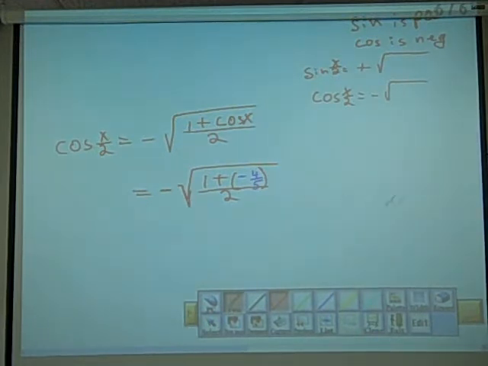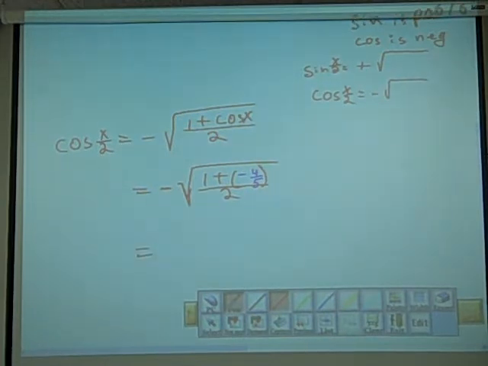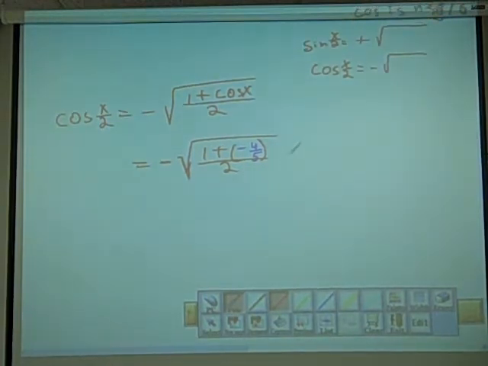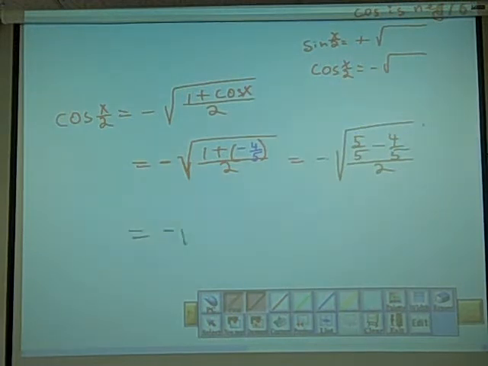Okay, so that means we're going to change this to a negative big square root here, and then we're going to change this 1 to a 5 over 5, minus 4 over 5, and that's all divided by 2. So that's going to be a negative square root 5 minus 4, that'll be 1/5, over 2.